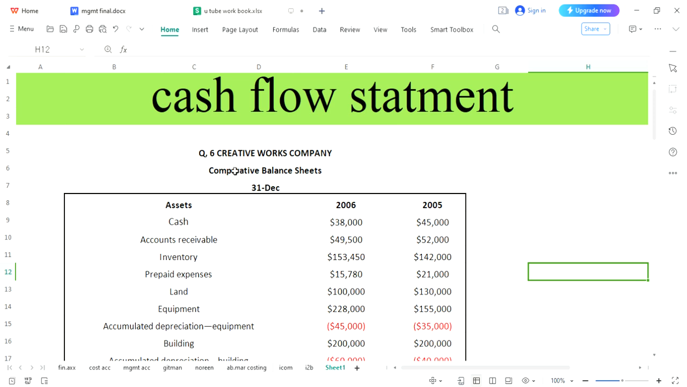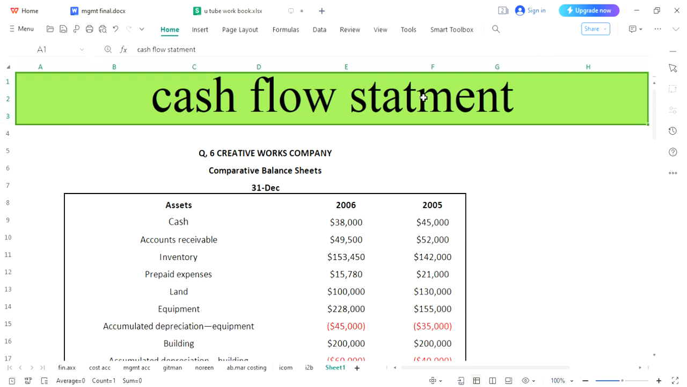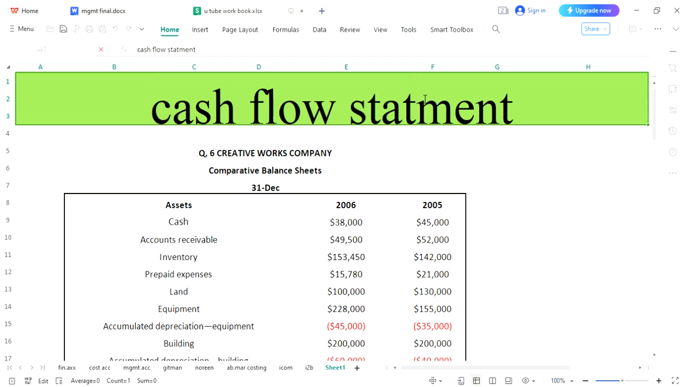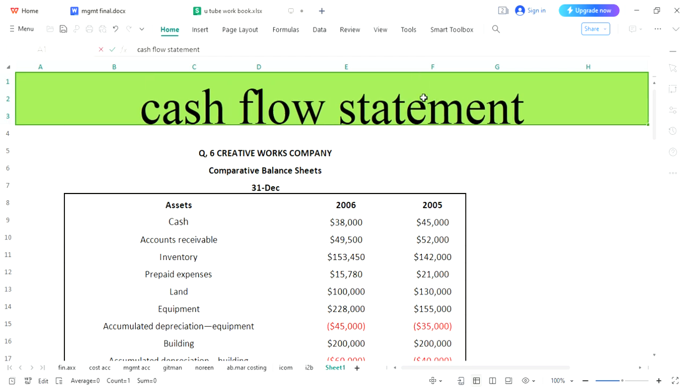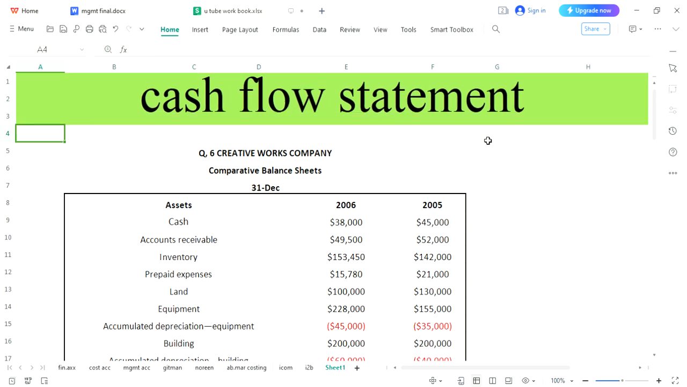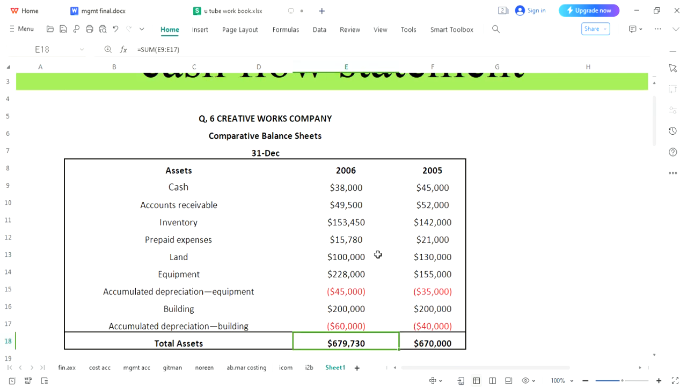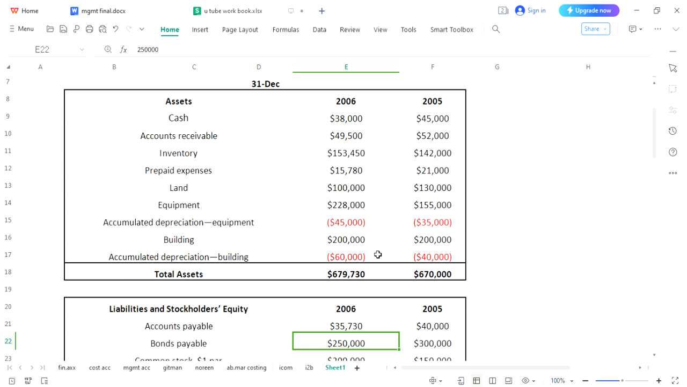Today's target is to solve question number 6. The chapter which we are related with is cash flow statement. I have just seen spellings. Okay. So the question number is 6. The chapter name is cash flow statement and the question has already been shared initially. This is a common question. We have already solved such type of questions before.